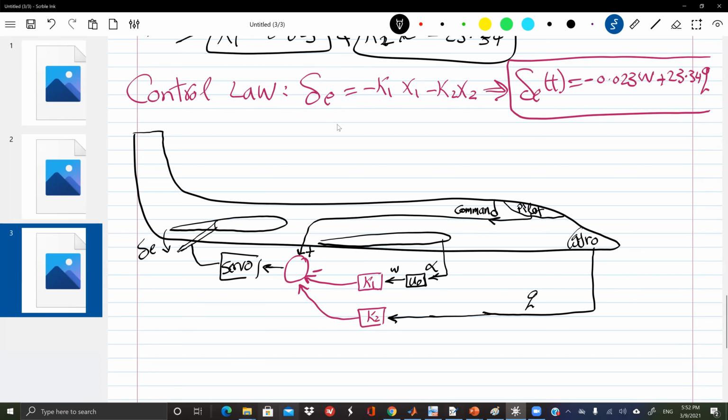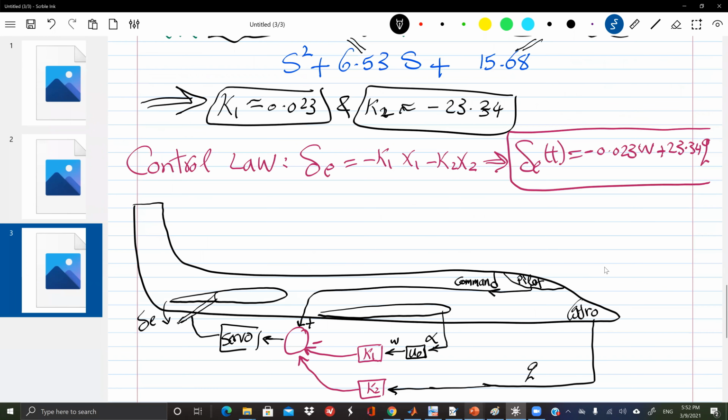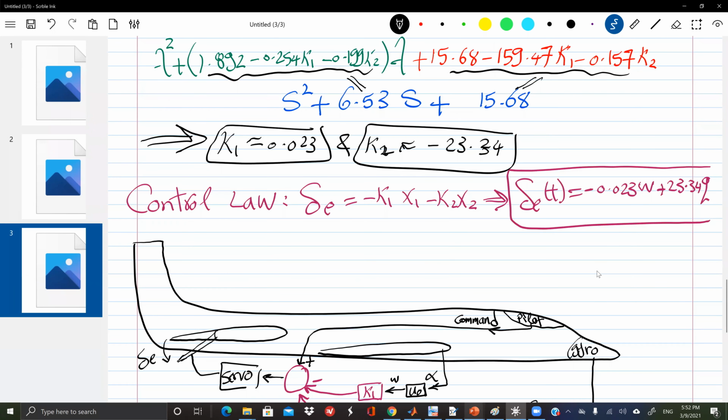Any question about this implementation? I have just one in general. If we have a negative gain value, does that mean that if the system senses the angle of attack to be positive, it will treat it as negative, like it inverts it basically?